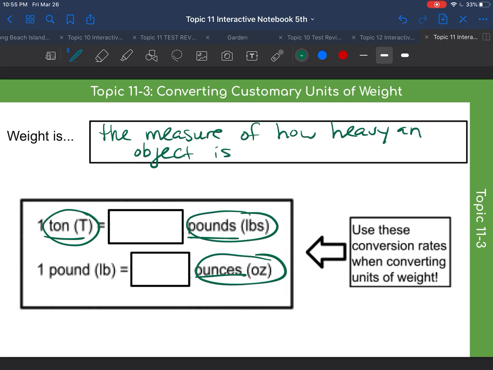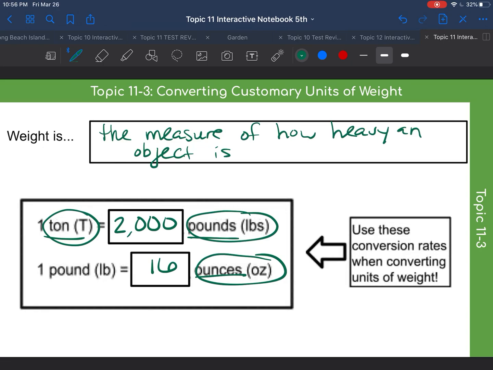Out of those 3 units, what is the largest unit? A ton is the largest unit. When you think of a ton, think of an elephant. That's how much they weigh. They are large, okay? So the ton is the largest, and ounces are the smallest unit. So it goes ton, then pound, then ounce as the smallest. Do you have any idea how many pounds are in 1 ton? There are actually 2,000 pounds in 1 ton. Do you have any idea how many ounces are in a pound? There are 16 ounces in a pound.